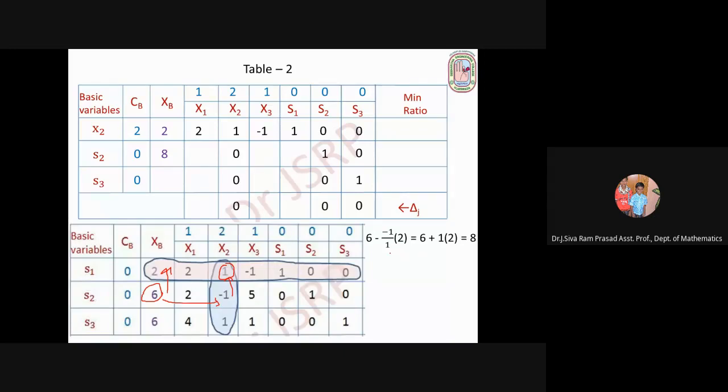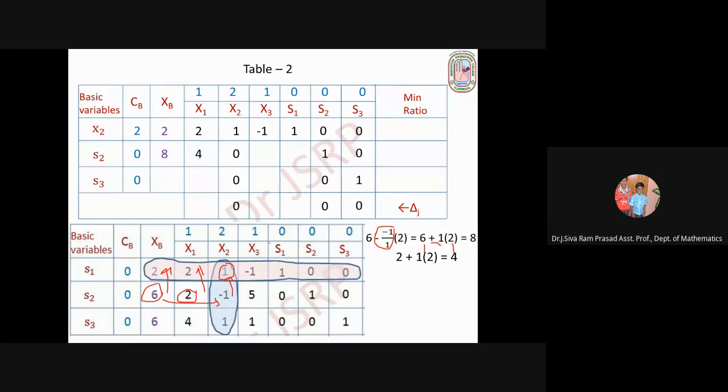This is 8. So observe here, for the first row calculation, this ratio is fixed. That is, this plus 1 is fixed. You just change this value and this value to calculate the other entries in the second row. So to calculate this entry, consider the present value 2 and pivot row element 2. Just replace here 2, here 2. So 2 plus 1 into 2. That is 4.